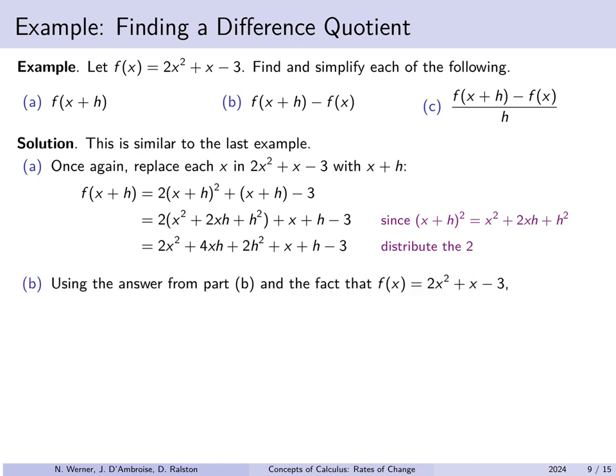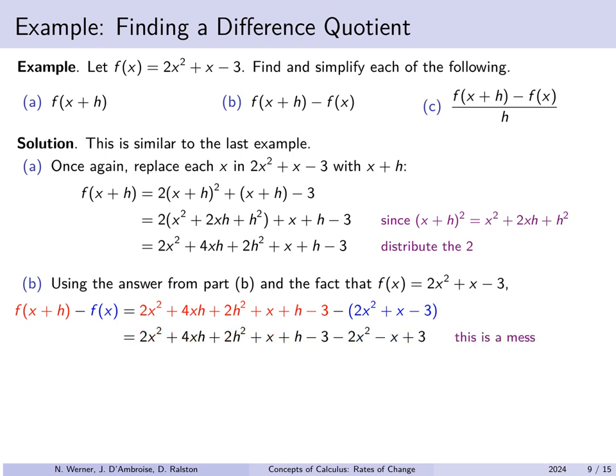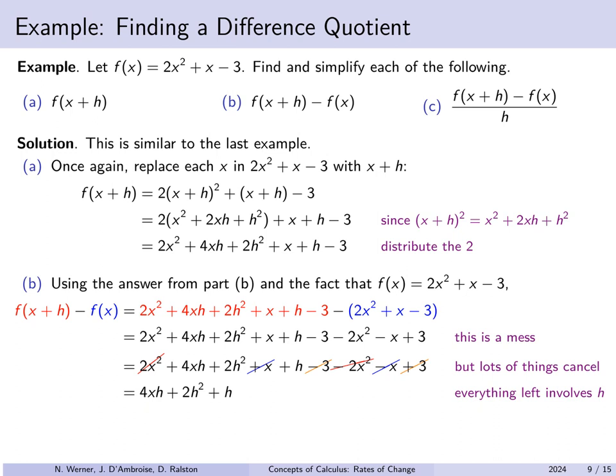Now we're going to take that and subtract the original f of x. So f of x plus h we computed above is given in red, then we're going to subtract f of x in blue, and don't forget those parentheses. Distributing the minus sign across the blue terms gives us a minus 2x squared minus x plus 3, which looks like kind of a mess, but observe we have a lot of cancellation here. The 2x squared cancels with a minus 2x squared, the plus x with a minus x, and the minus 3 with a plus 3. So in fact, f of x plus h minus f of x simplifies quite a bit to 4xh plus 2h squared plus h, and observe that everything that remains here has an h as a factor.